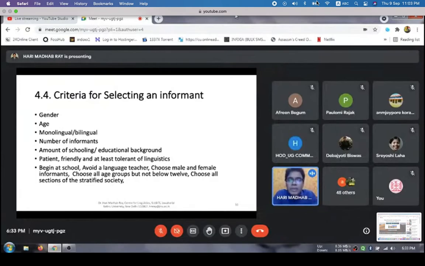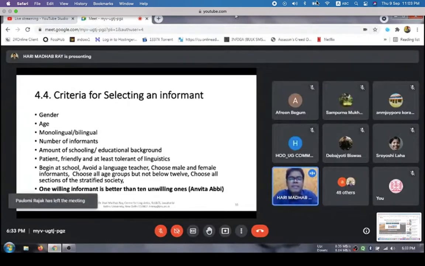Let's say if you are working on child language acquisition, how children acquire a particular language, then below 12 years, definitely it is fine. So it depends on what your area of interest is. And this is where, quoting Vita B, she says that let's say you have collected data from 100 informants, and those 100 informants are not willing to participate with you, and they have given you data which are not sufficient or maybe wrong or inaccurate. So what is the need for that? What she says is that one willing informant is better than 10 unwilling ones.